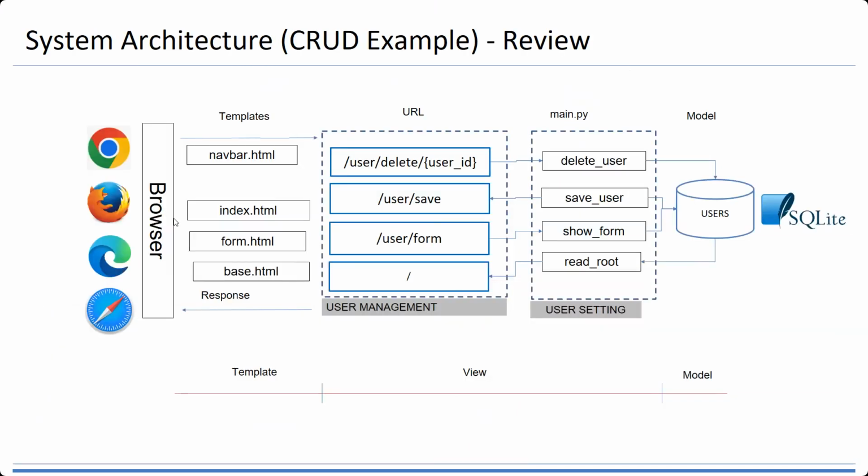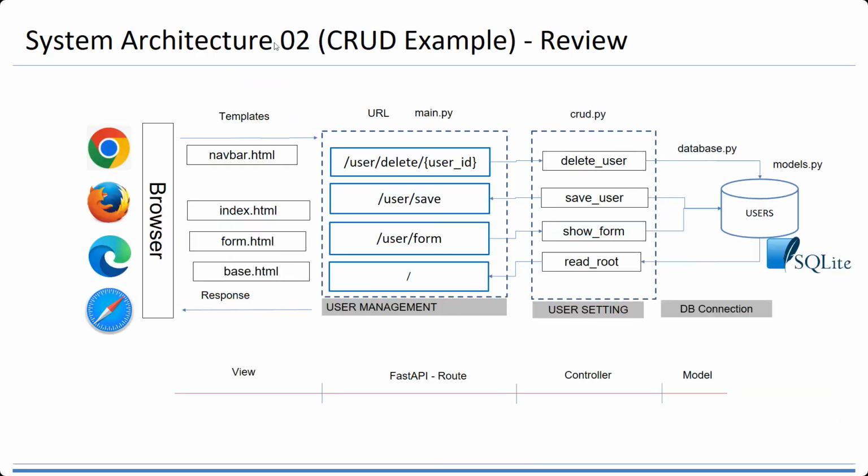This is for a review. This is the first project that you have. We are creating the main, and then we are creating everything in the main section. So you put everything in the main, including the model, in the main.py. But for the second architecture, we split the Python file into CRUD.py, main.py, database.py, models.py.